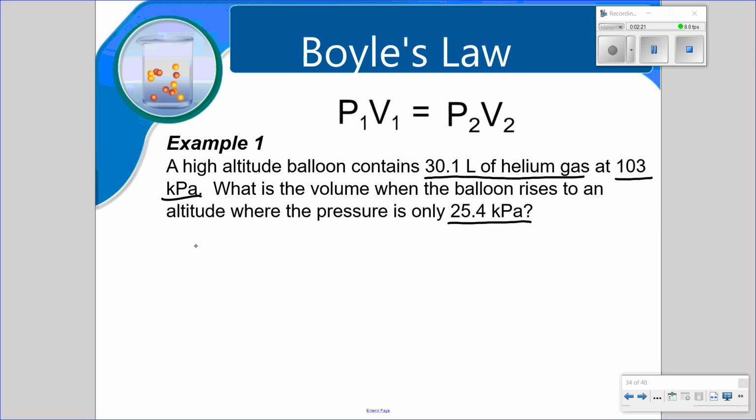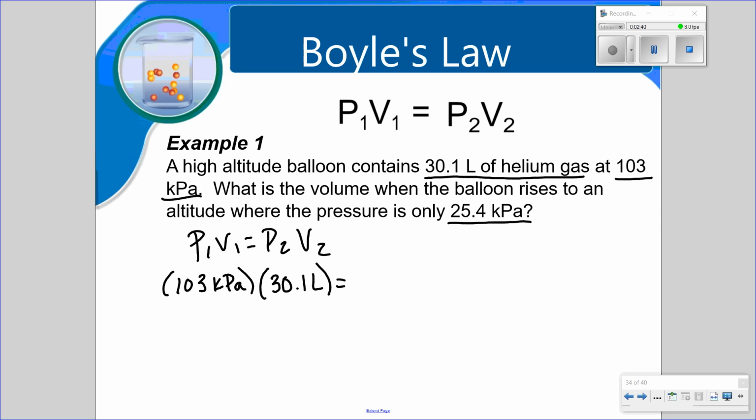So my equation is P1V1 equals P2V2. My original pressure was 103 kilopascals. My original volume was 30.1 liters. My new pressure is 25.4 kilopascals. And I don't know my new volume, so I'm going to leave that as the variable V2.